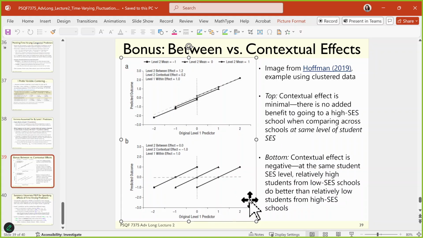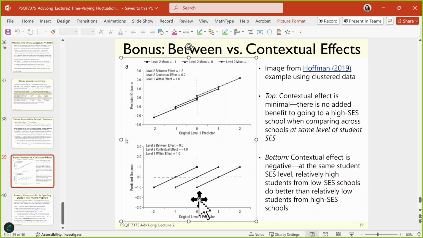On the bottom is a different pattern. So in the example that I came up with for the top, a contextual effect is minimal. There's no additional benefit of going to a high SES school, looking at student SES when comparing across schools at the same level of SES, whereas the bottom would be a contextual effect that's negative.